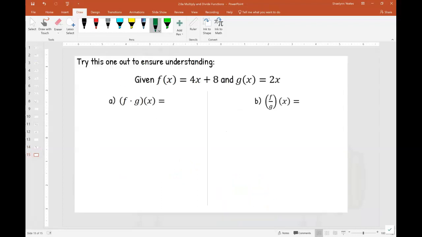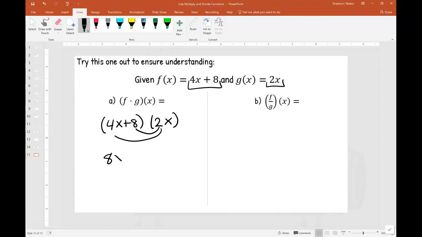Okay, let's try this last one to make sure we get it. Okay, we've got f of x equals 4x plus 8. We have g of x equals 2x. So in multiplying, we have 4x plus 8 times 2x. We're going to take this 2x, we're going to distribute 2x through. So 2 times 4 is 8. x times x is x squared. 2 times 8 is 16, and x. Notice we can't go any further because that x has an exponent and the second one does not. So that is our answer, 8x squared plus 16x.